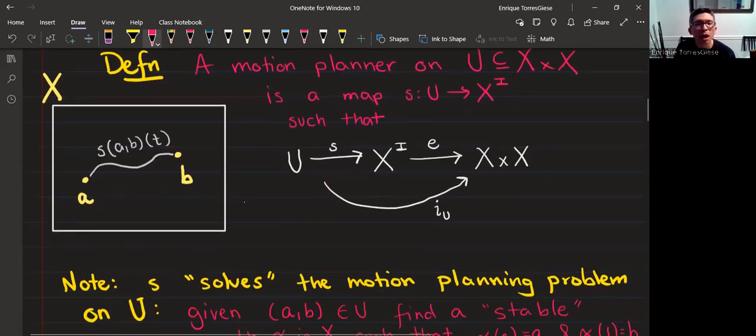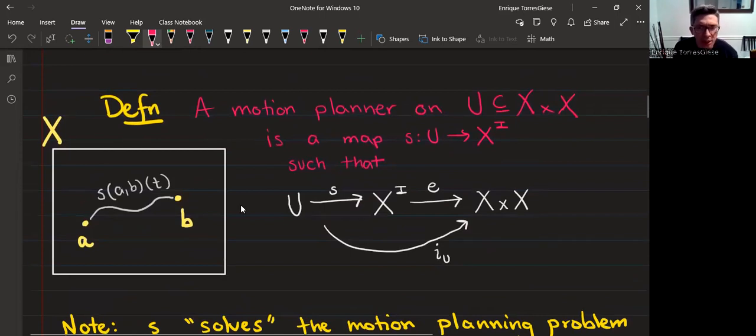So what is a motion planner? For us, it's going to be essentially a map from some open subspace of the Cartesian product of the topological space with itself. And again, this is essentially just parameterizing a path, as you can see on the left-hand side, that is connecting a couple of points that we provide to the motion planner. So the idea is that we take a couple of points. In this case, the pair is going to be in the open set U, and then S is constructing a path. And this path is going to be compatible with the data that we're providing, the 2 points, A and B. What we mean by that is that this composition that we have here, the motion planner composed with the evaluation map, is going to be the identity on U.